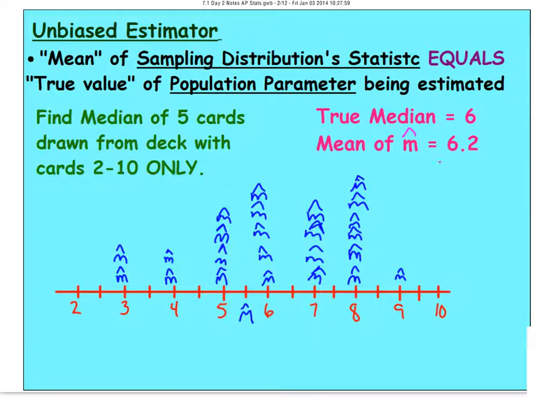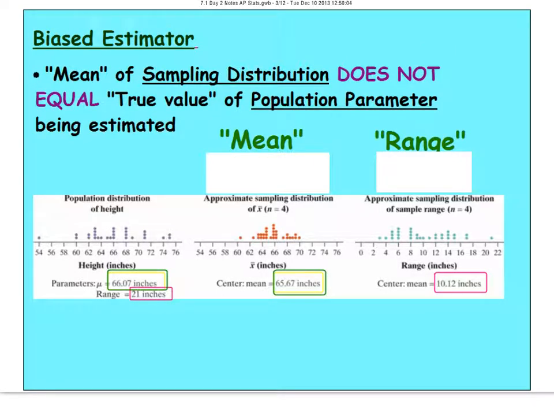So do we feel like using the median as a calculation is a good representation for this deck of cards? Absolutely. This is not exact, but it's very close. So in this case, we would consider the median of our deck of cards from choosing 5 cards to be an unbiased estimator. Well, if that's unbiased, what's a biased estimator? A biased estimator, by definition, is one where the mean of the sampling distribution doesn't equal or even come close to the true value of the population parameter.